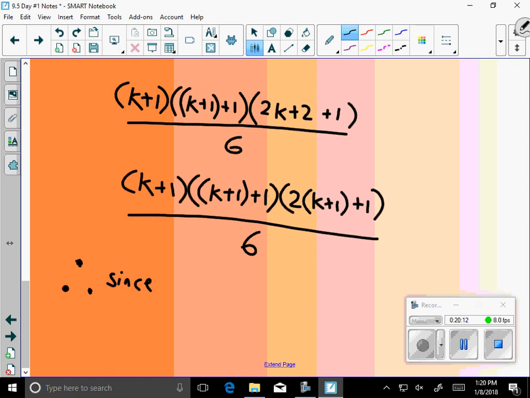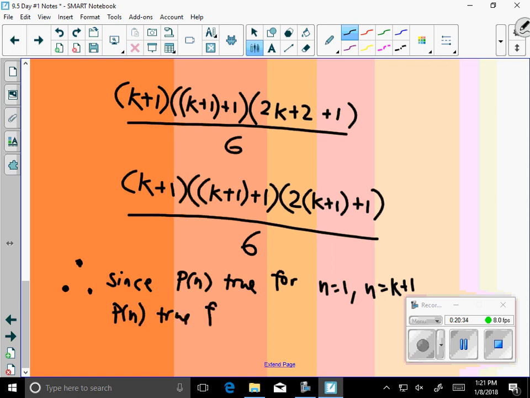Therefore, no. Well, you do, but you can write a shortened version. Since P of n is true for n equals 1 and n equals k plus 1, I'll break it down to the bare minimum. Then P of n is true for n greater than or equal to 1 by math induction. I think I shortened that a little bit.